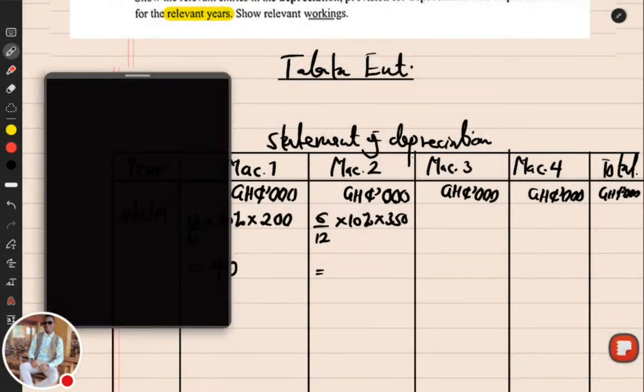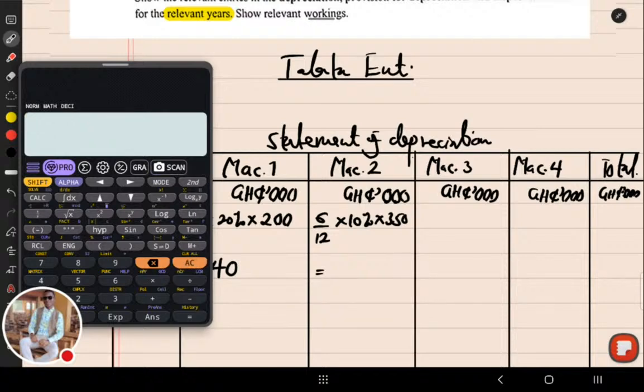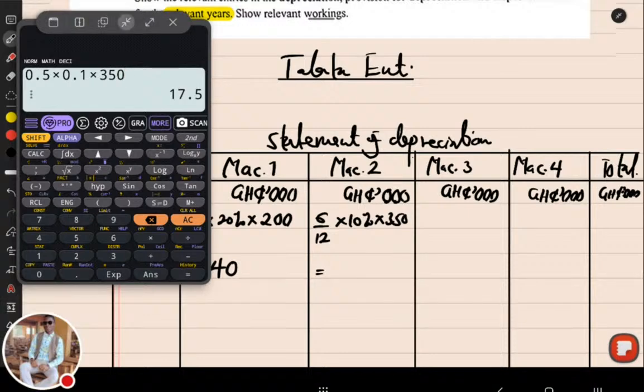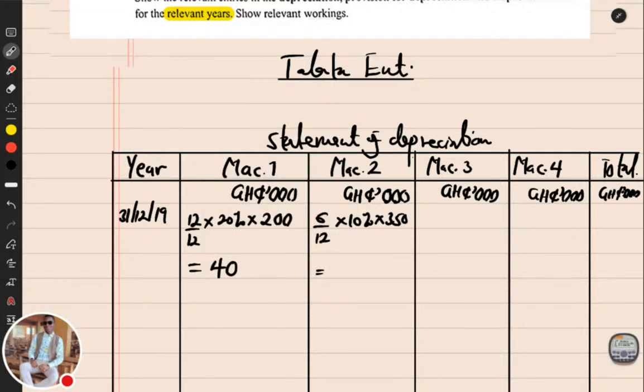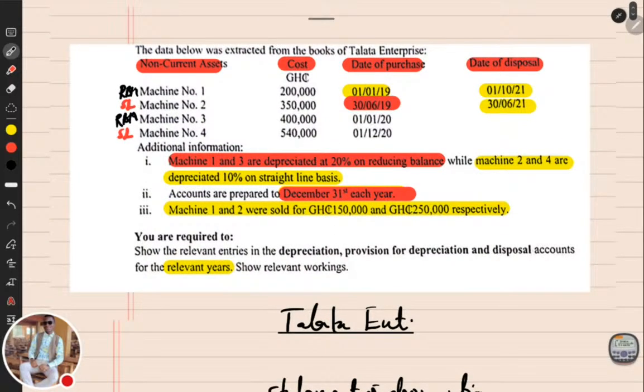Bring my calculator here. Let's see what we can do. So we'll have 6 over 12, which is the same as 0.5. So we'll have 0.5 multiplying 0.1 multiplying 350. We are supposed to get 17.5. So you're going to get 17.5.